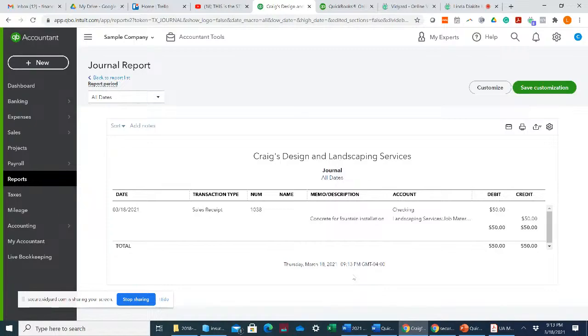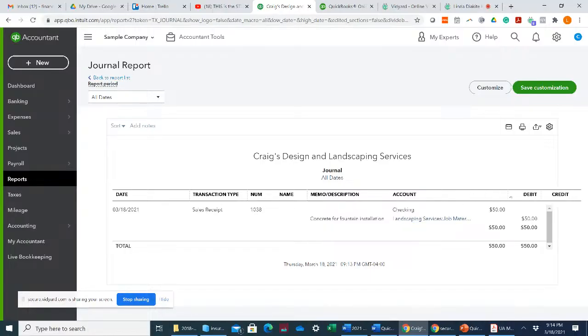Remember, anytime you create a transaction, whether that's an invoice, a bill, a check, or when you code your transactions in the banking function, QuickBooks creates a journal entry for each thing that you do. So for this particular sales receipt, checking was debited here at the top, debit $50. When you debit a checking or savings account, it increases the balance.